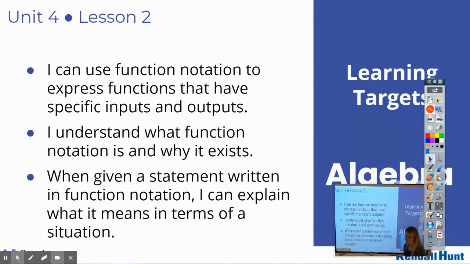So hopefully you understand how to write function notation. It's just a shorthand for writing a function and identifying different ones when you have multiple functions that you're looking at.